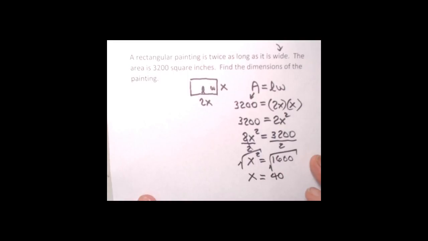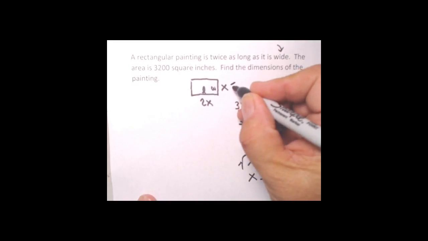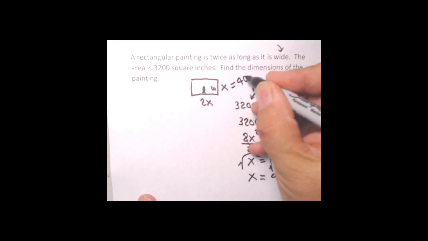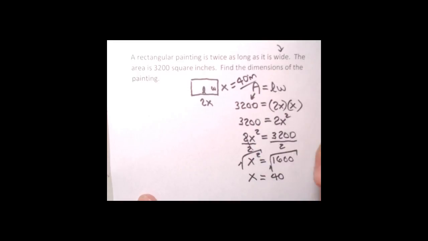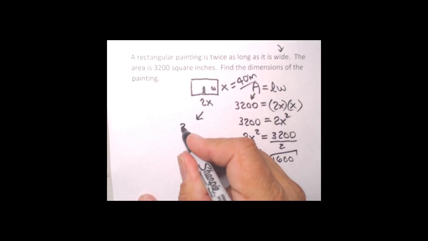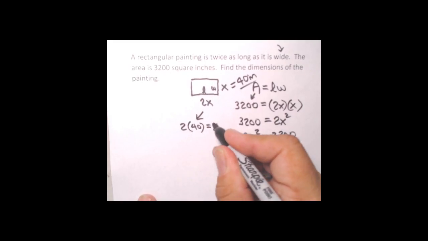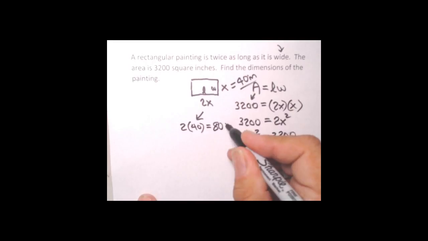Now, here's the thing to remember. You want to find the dimensions of the painting. Don't just stop right here at x equals 40. Okay, the width, of course, is the x value. So that is 40 inches. Okay. But the length down here is twice x. So 2 times 40 equals 80 inches.